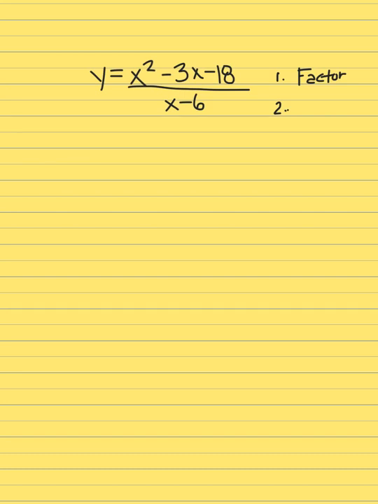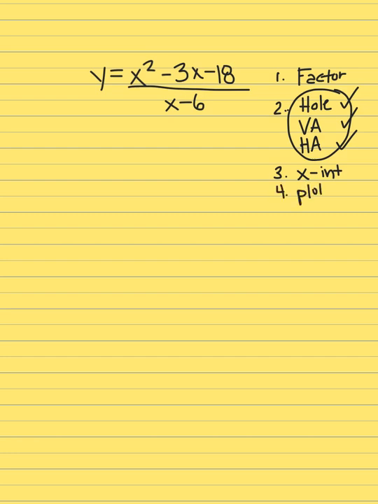The three types of discontinuities are: you could have a hole, you could have a vertical asymptote, and you can have a horizontal asymptote. This is usually the order in which I find each one. I always do the hole first, then the vertical asymptote, then the horizontal asymptote. Then I find the x-intercept by setting the numerator equal to 0. And at the end I plot some points, by plugging in values for x and seeing what the function is at those values.